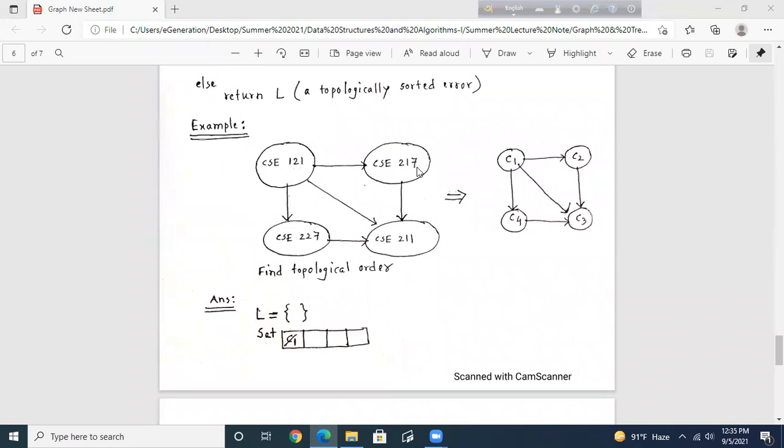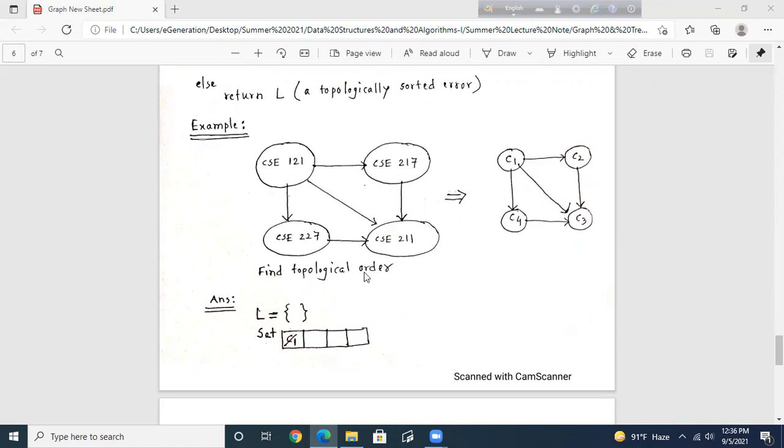Since the vertex names CSE 121, CSE 2R7, CSE 227, CSE 2R1 are long, I have renamed CSE 121 as C1, CSE 2R7 as C2, CSE 227 as C4, and CSE 2R1 as C3. So, dear student, here four vertices are replaced by new vertices for simple calculation.